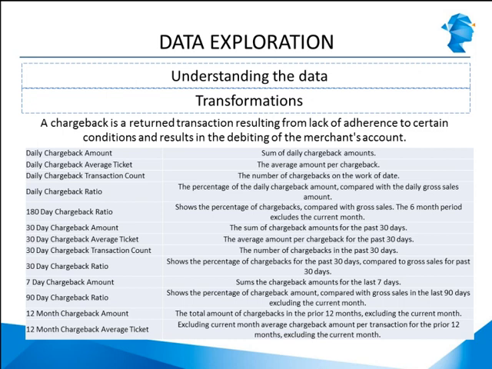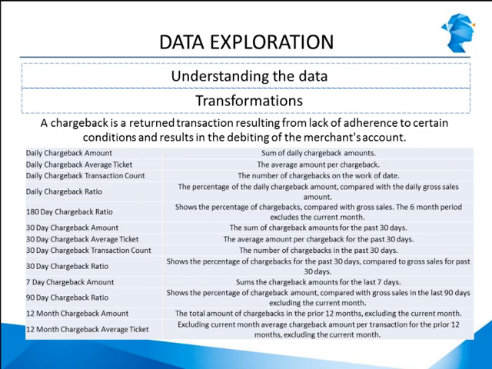The first one is daily chargeback amount, which is just the sum of daily chargeback amounts. The second variable is the average amount per chargeback. So we take the sum of daily chargeback amounts and divide it by the number of chargeback transactions, to get the average amount per chargeback. The third variable is the count of the transactions, the number of chargebacks that happened on a day. The fourth variable, which is daily chargeback ratio, is the percentage of daily chargeback amount compared with the daily gross sales amount. So what percentage of the daily gross sales result in chargeback? The idea is that if there is a higher percentage here for certain merchants, that may be an indicator for fraud.